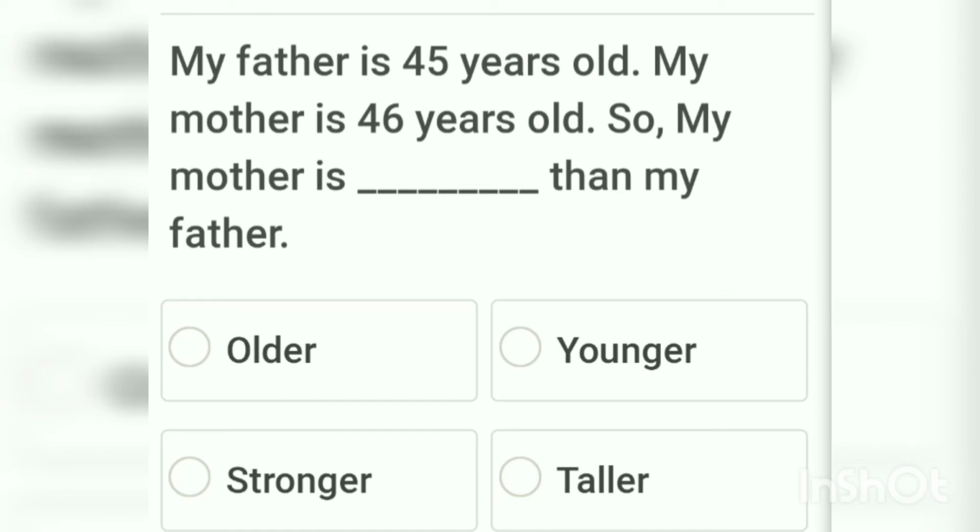My father is 45 years old. My mother is 46 years old. So, my mother is dash than my father. Now you see, children, there are 4 options given. You have to choose the correct option. Yes, children?